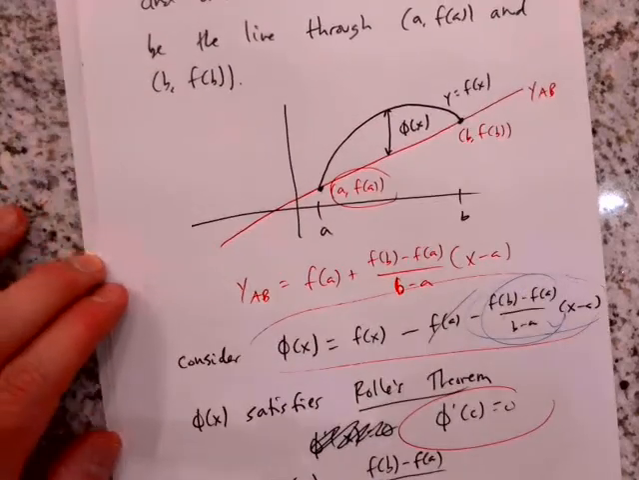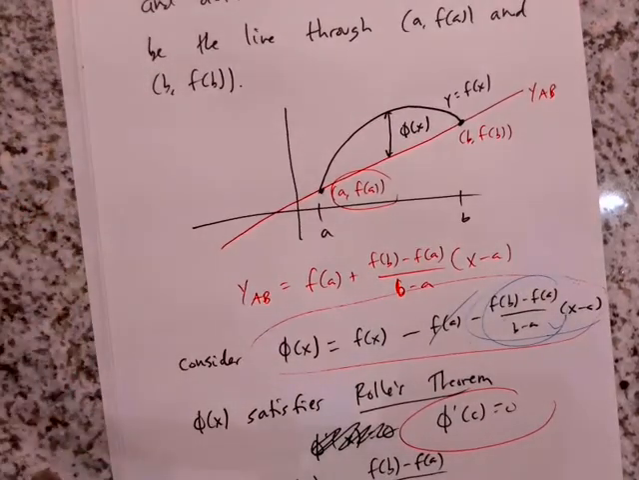So that is the mean value theorem. And again, I think the best way to think of it is in terms of speed. You can't average a speed unless you go that exact speed somewhere in your trip.